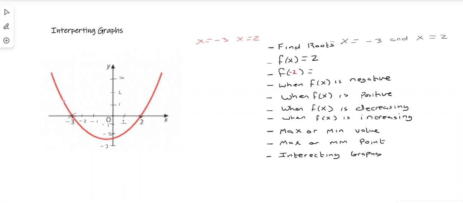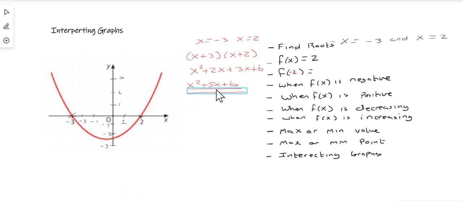If these are the roots for this function, we can actually work out what the factors are. The factors are going to be x plus 3 and x minus 2. Now we can work back and work out the equation of this line. x by x gives me x squared. x by minus 2 gives me minus 2x. 3 by x gives me plus 3x. And 3 by minus 2 gives me minus 6. Then we add up the like terms, so it's going to be x squared plus x minus 6. So this here is the equation that describes this line.